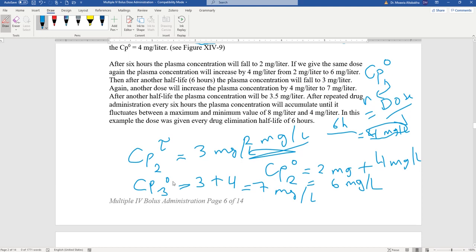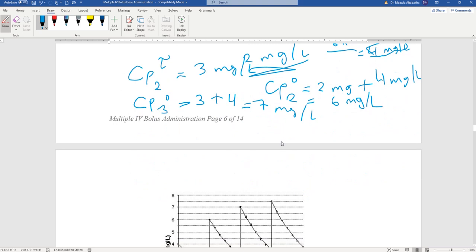Okay, you will notice that this maximum concentration here starts to level up. The rise here is fast: 4, 6, then it starts to slow down, 7.5 and so on, and eventually it will reach 8, my maximum concentration. Sometimes, to make it more clear, we write it as C max at infinity time. Anyway, in the end, the CP max will be equal to 8 milligram per liter, and CP minimum at time infinity, meaning after so many doses, will equal 4 milligram per liter.